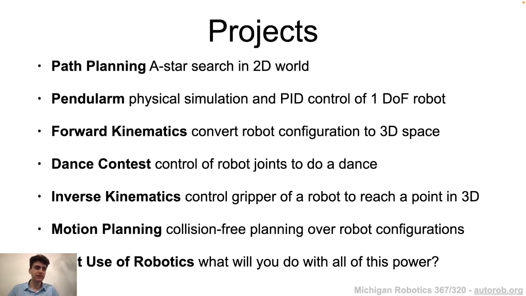It's going to be to implement an A-star search algorithm in a 2D world. Following that, we'll work on a pendulum controller using what's called PID control, leading into a forward kinematics project where we can build a robot configuration in 3D space. Following that, we can use our forward kinematics to implement a pre-programmed dance routine for our robots. We then get into the more advanced topics of inverse kinematics, motion planning, and then the final project, which is the oral project, a presentation you'll give, or a recorded presentation, depending on the public health situation, on what you think the best use of robotics is.